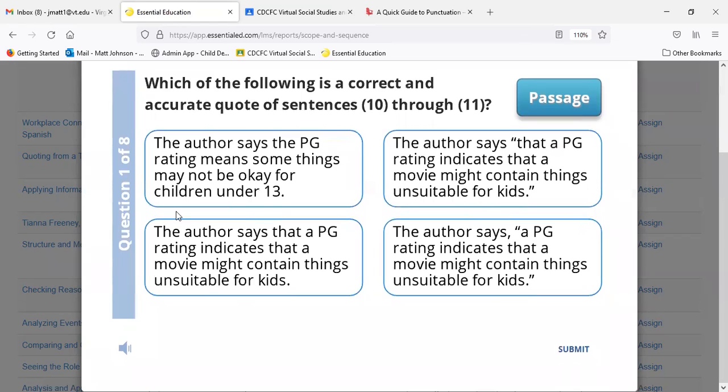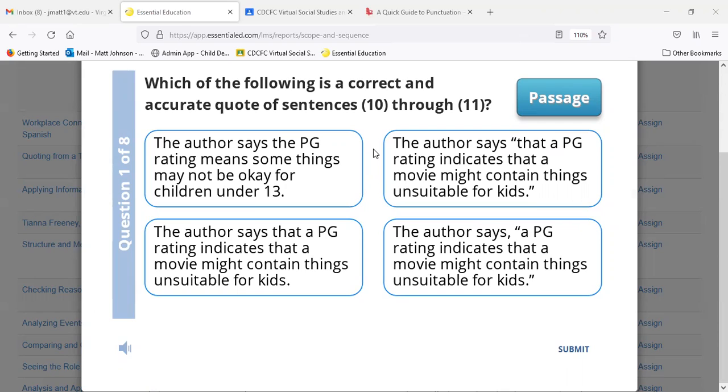So this first one, what you're looking for is a correct and accurate quote of the sentence. So it's not a direct quote, it's just making sure that it contains all the information. Yeah, there is Spanish as well, so you could do these lessons in Spanish. Just remember, you're going to have to take it in English when you get to the test.